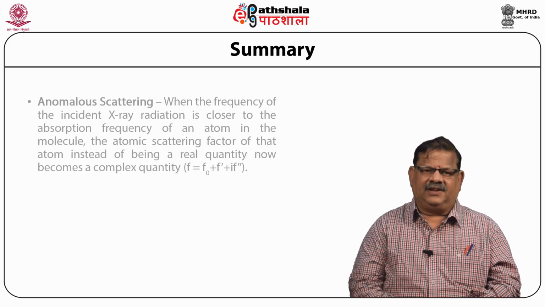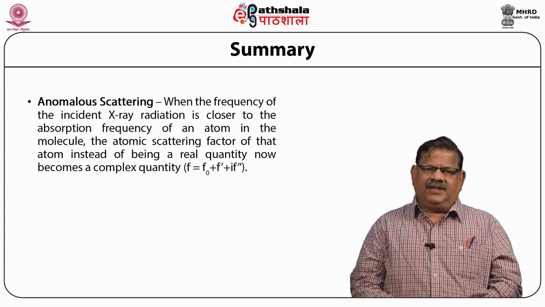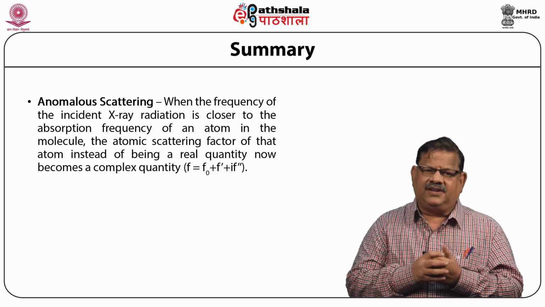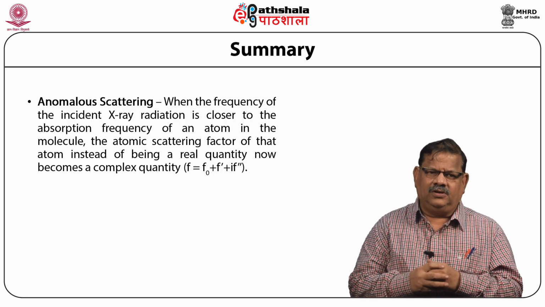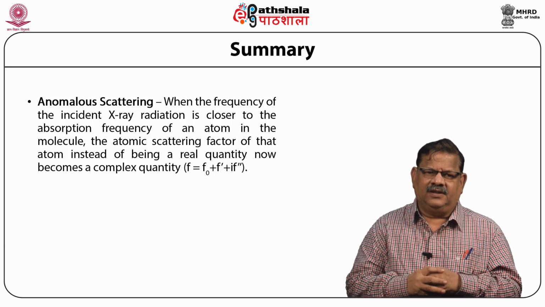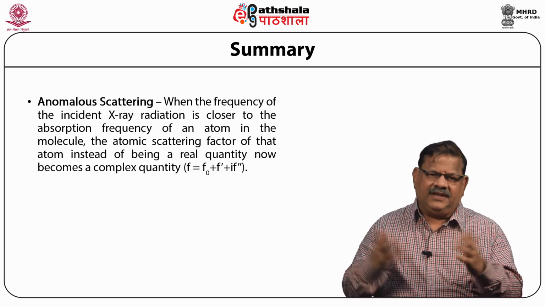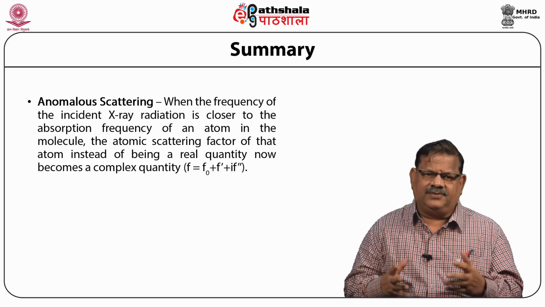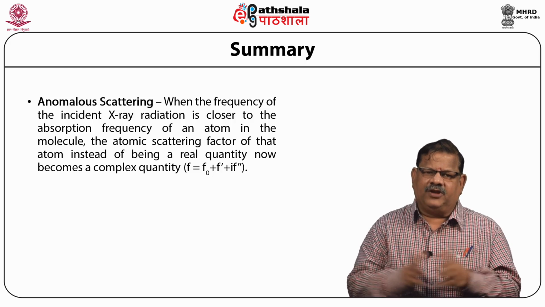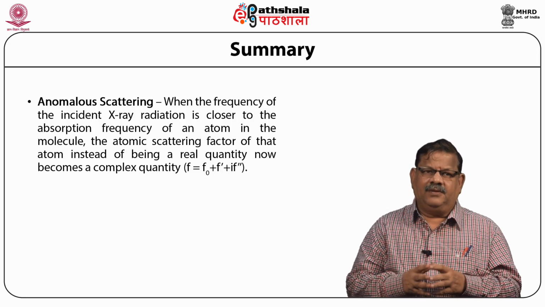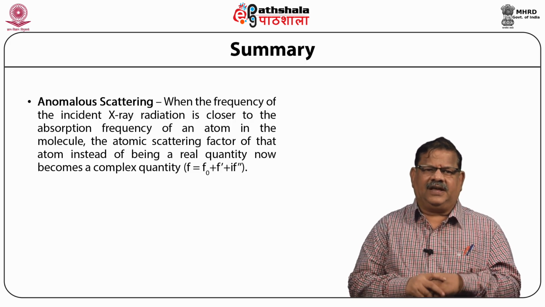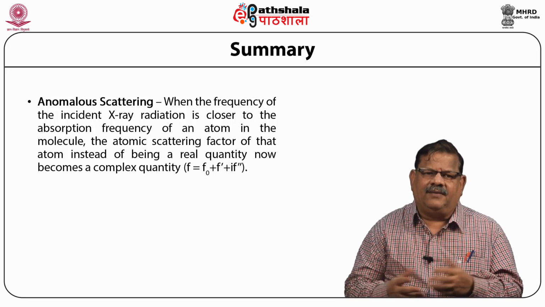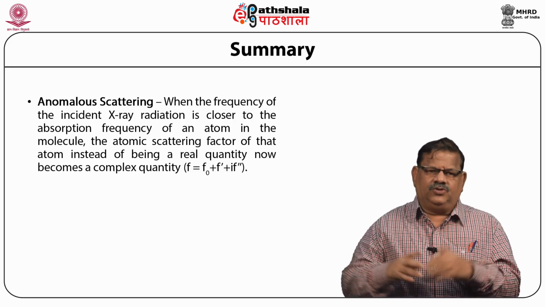So we have been dealing with anomalous scattering. Whenever the frequency of the incident X-ray radiation is closer to the absorption frequency of an atom in the molecule, the atomic scattering factor of that atom, instead of being a real quantity f_0, now becomes a complex quantity given by f = f_0 + f' + i f''. This f' is the real part correction, which is usually negative, and f'' is the imaginary part correction, which is usually positive.